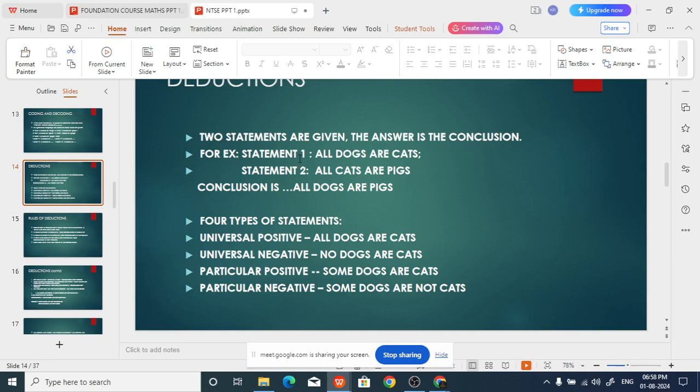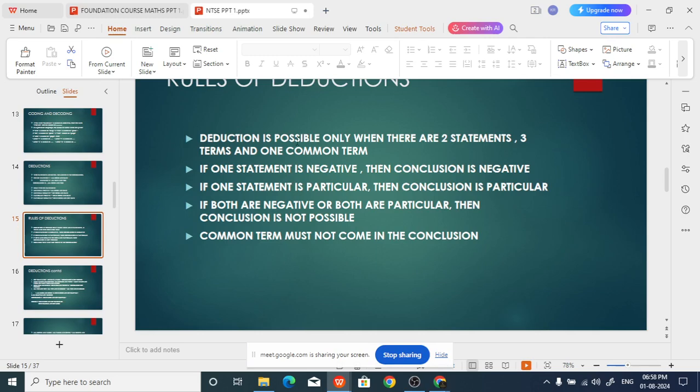Is there a common term for both the statements? Yes, cat is a common term. Only when you have this, deduction is possible. That is rule number one. Deduction is possible only when there are two statements, three terms, and one common term. If one of the two statements is negative, then the conclusion is negative.